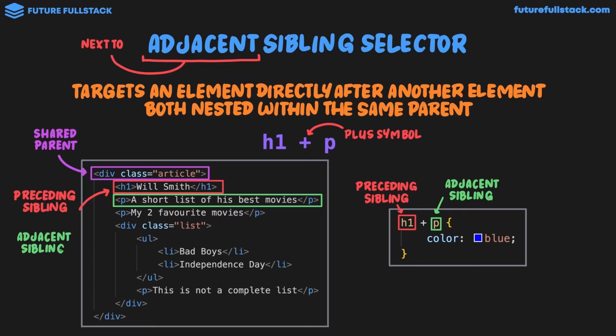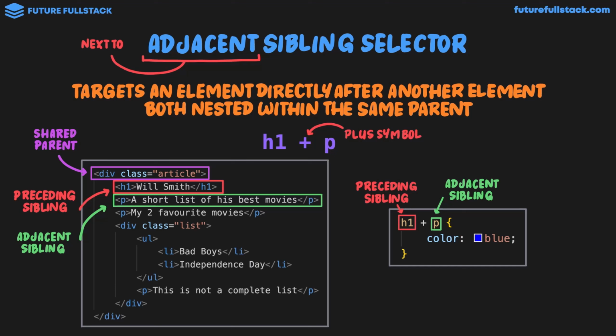It's the adjacent sibling. So the important part here is that the 2 elements we're selecting, the h1 and paragraph, need to be nested within the same parent, in this case the div. And because they're on the same level, they're considered siblings. Where we first select the preceding sibling, it's kind of like the root sibling. It's our reference point. And the next selector is the adjacent sibling, and it's specifically targeting the element directly after the preceding sibling. So that's why only the first paragraph is selected, and not the paragraph below it.